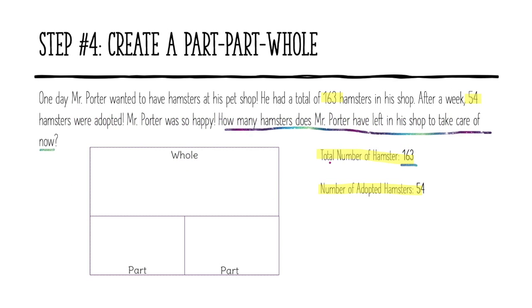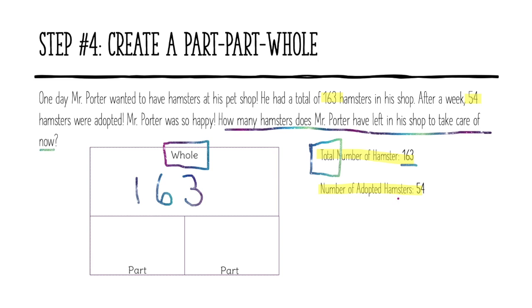Well, I'm looking at it right here, and you guys remember that keyword I said earlier? The word total. What does total mean? The total number of hamsters. All of the hamsters he has, the whole amount of hamsters he has in his shop. So 163 is going to go right over here, which makes our job pretty easy.